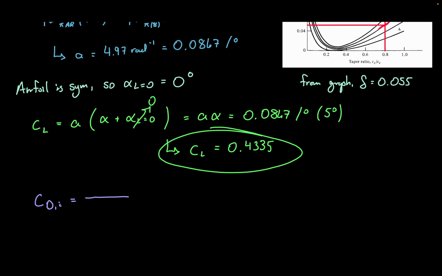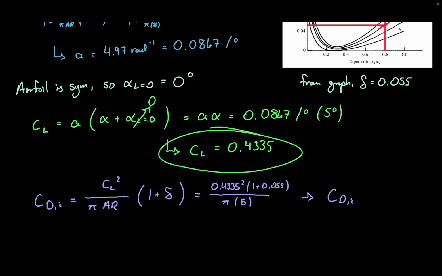Okay, so for the last part, we have the induced coefficient of drag. That is going to be equal to the coefficient of lift squared divided by pi times the aspect ratio times 1 plus delta. In this case, we do have all values, so we can just plug in and check. That leaves us with an induced coefficient of drag of 0.00789.